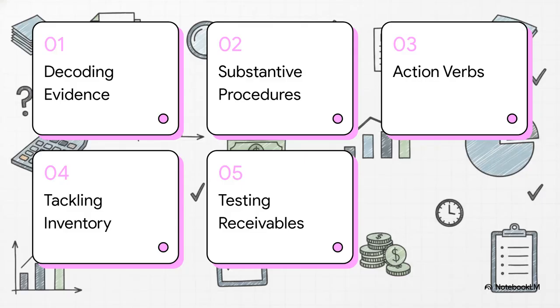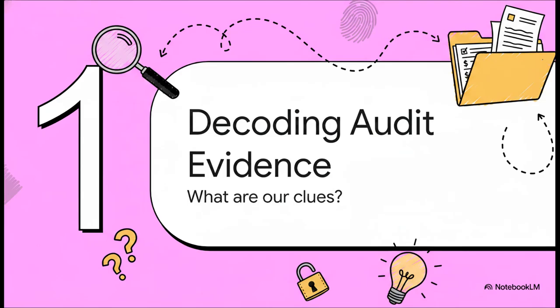So here's our roadmap for this investigation. We're going to cover decoding audit evidence, substantive procedures explained, action verbs that score, tackling inventory, and finally, testing receivables. Let's get to it. Section 1. Decoding audit evidence. What exactly are our clues?